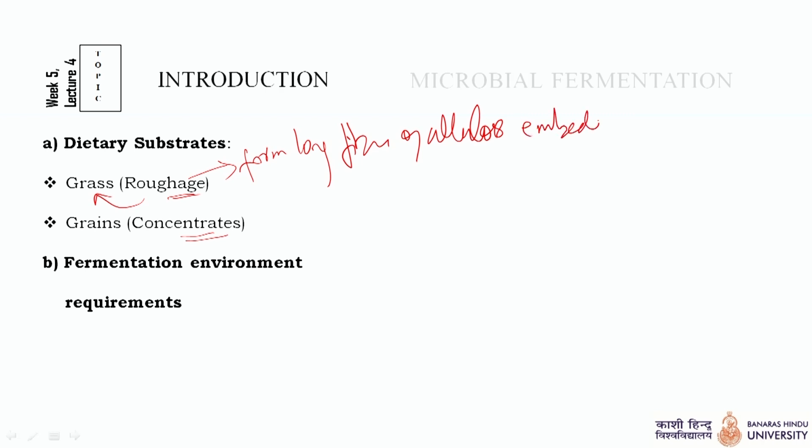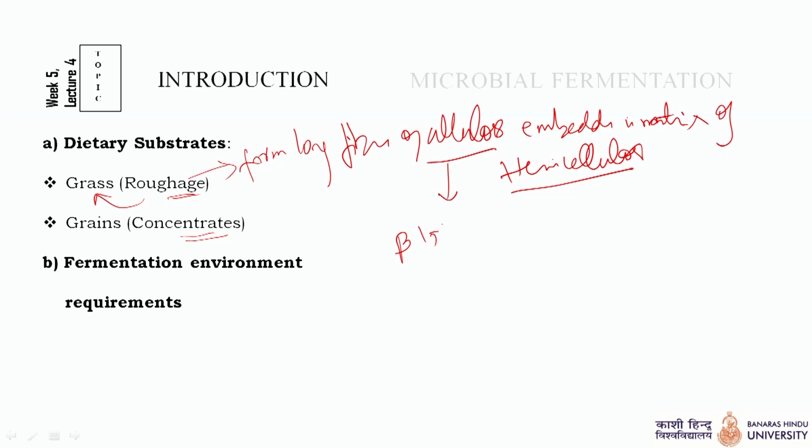embedded in the matrix of hemicellulose. See here, cellulose and hemicellulose. These are the keywords here. Now, this cellulose is nothing but a beta 1,4 glucose linked polysaccharide.